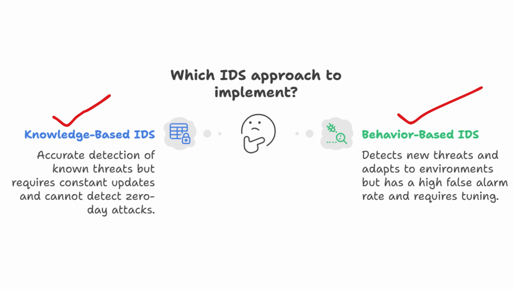And the cons are that it has a high false alarm rate since it flags anything unusual. It might mistake normal activity for an attack, and requires more tuning to reduce unnecessary alerts. Example: if an employee suddenly starts downloading gigabytes of sensitive data at 3 a.m., an anomaly-based IDS might flag it as a potential data breach, even if no specific attack signature is recognized.